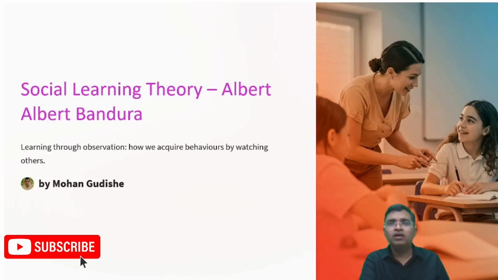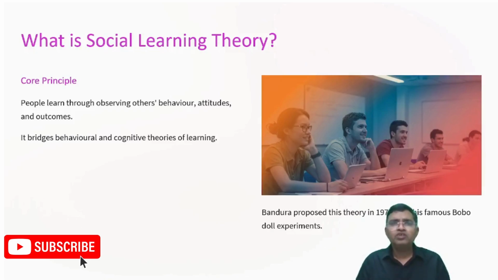Especially we are going to learn about the social learning theory by Albert Bandura. Here let us see what is social learning theory. It is the core principle: people learn from observing others' behavior, attitudes, and outcomes. It bridges the behavioral and cognitive theories of learning. Bandura proposed this theory in 1977 after his famous Bobo Doll experiments.